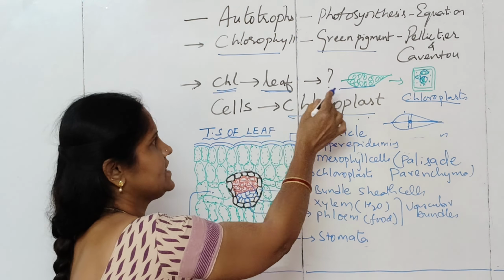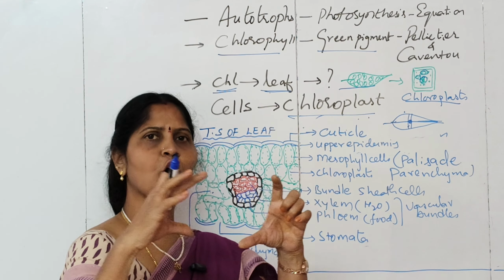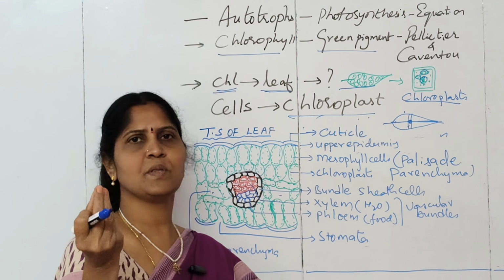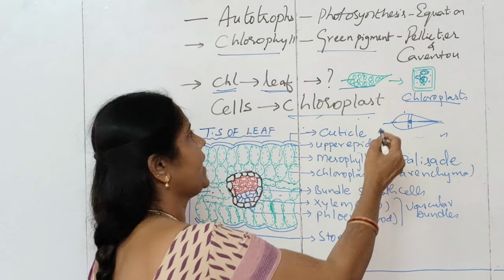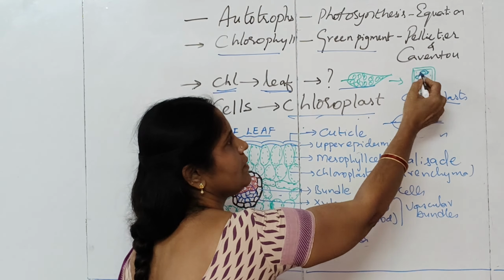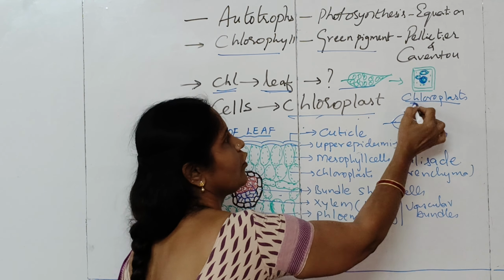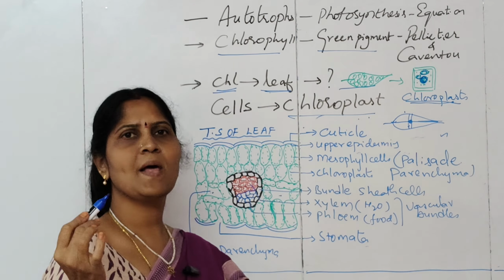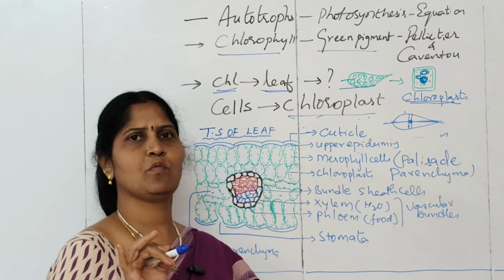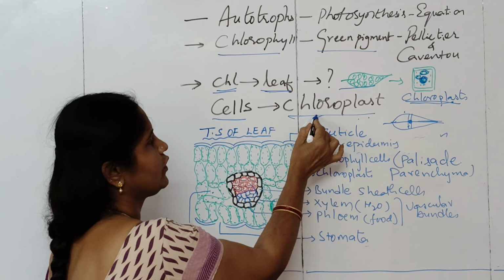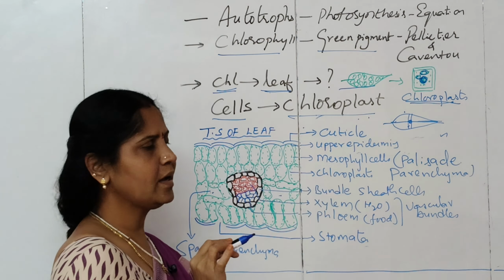Pelletier and Caventou separated and extracted the green pigment. Chlorophyll is present in the leaf. The leaf is composed of cells. If you remember from your 9th class, there will be a cell wall, a cell membrane, a nucleus in the center, and structures called chloroplasts. Chloroplasts are the structures which contain chlorophyll. So within the cells we have chloroplasts, and within the chloroplasts we have the chlorophyll.